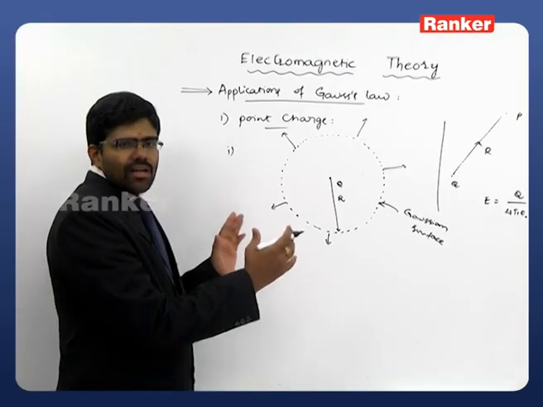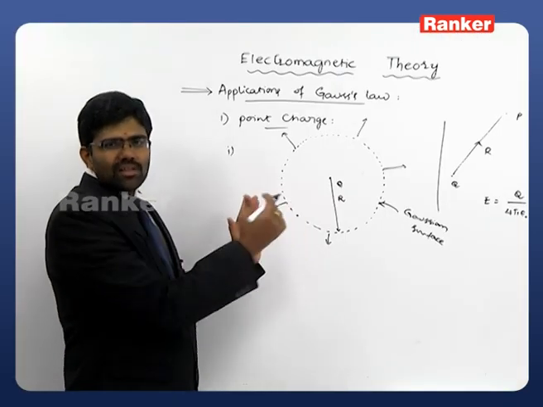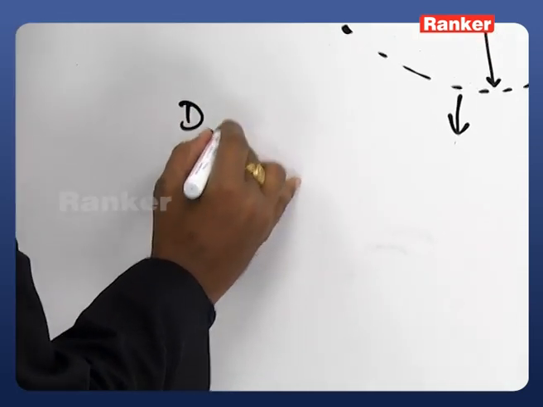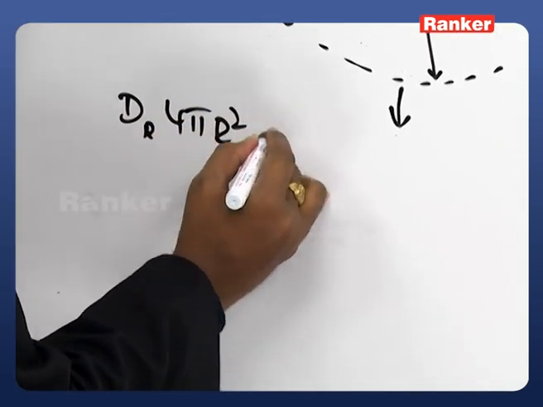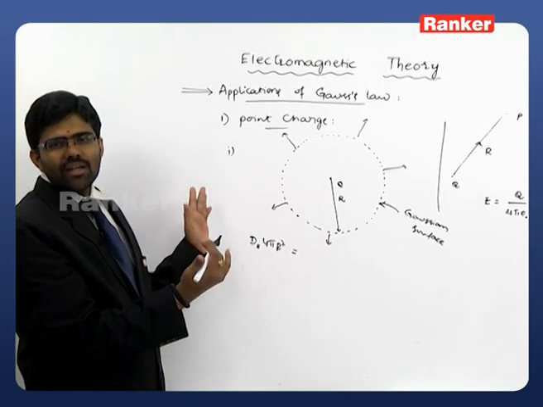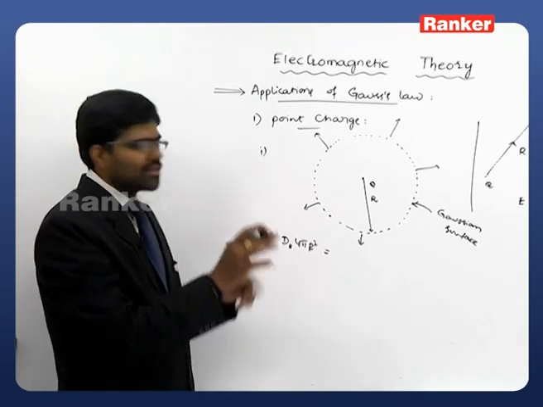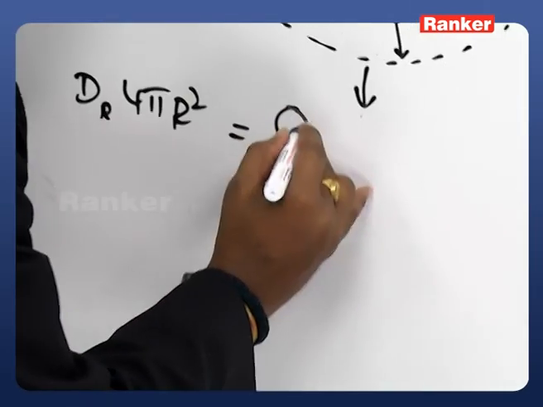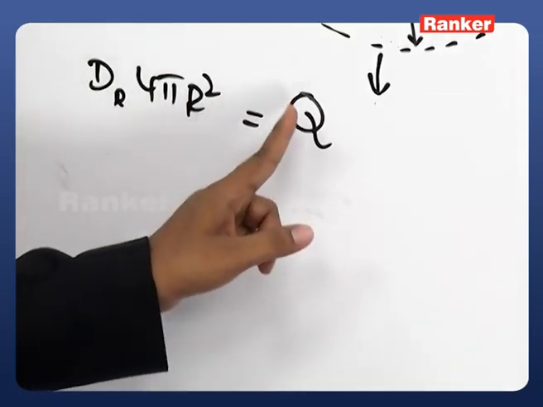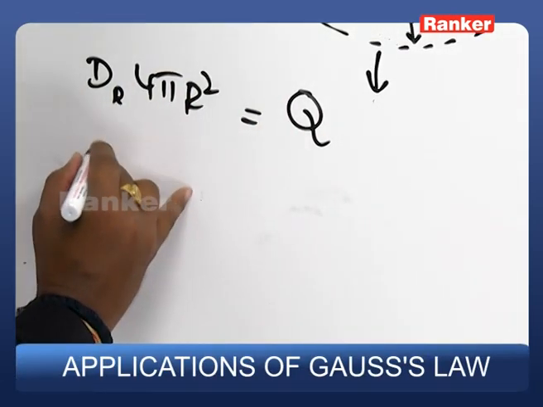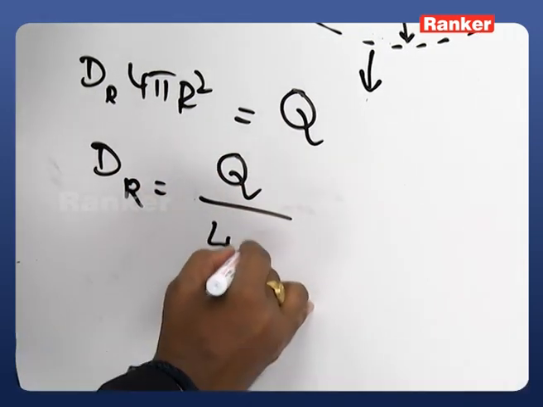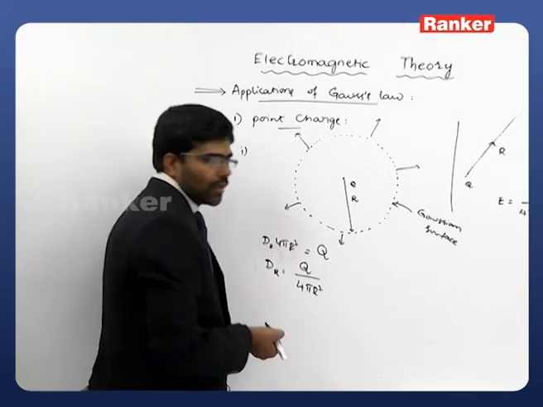So now what I do is equate the step 2 answer and the step 3 answer. In step 2, what we got, that is D_r 4 pi r squared, is the total flux leaving through the Gaussian surface. In step 3 we calculated the total charge enclosed within that Gaussian surface, which is Q. If we equate these two, clearly we get D_r, the flux quantity, is equal to Q by 4 pi r squared.